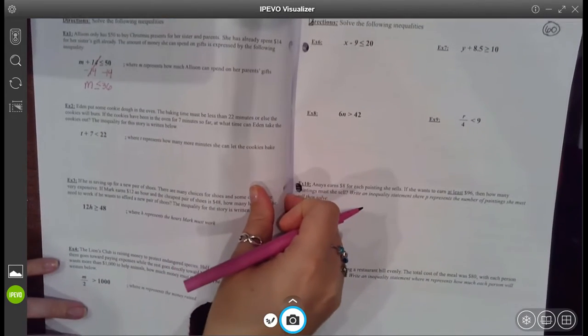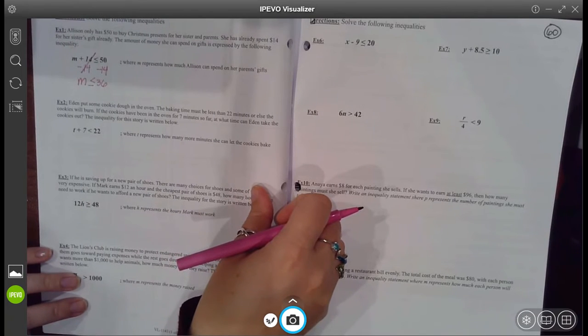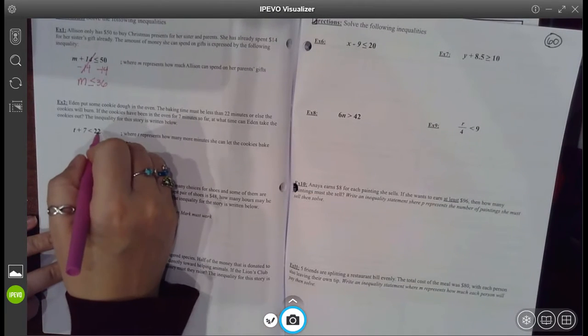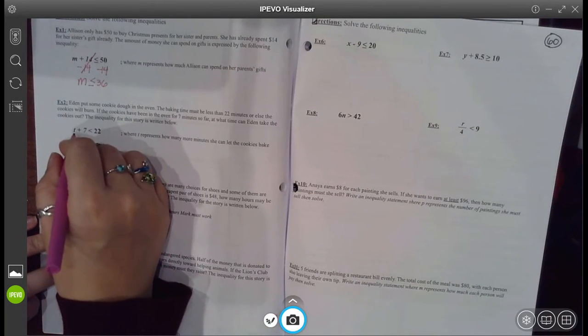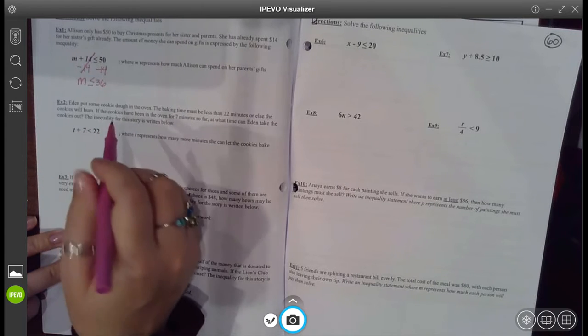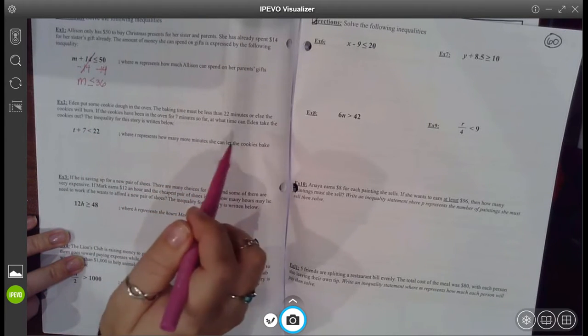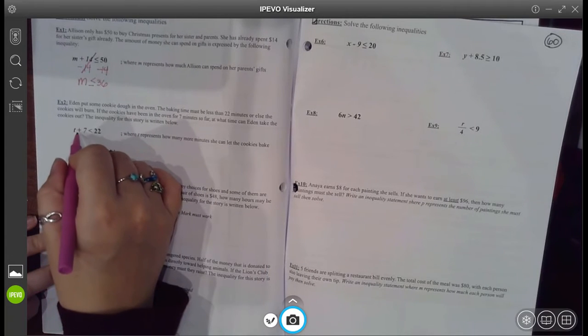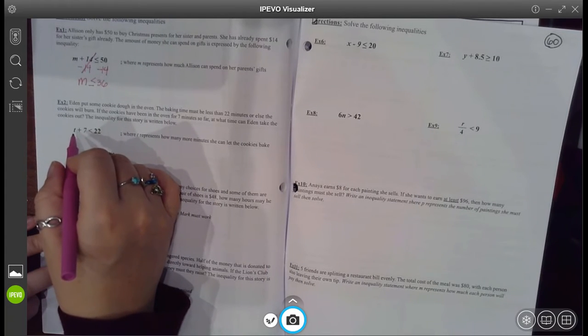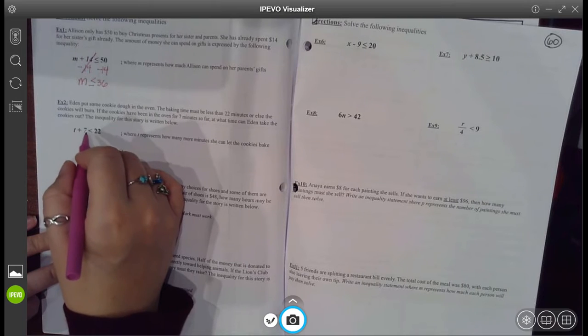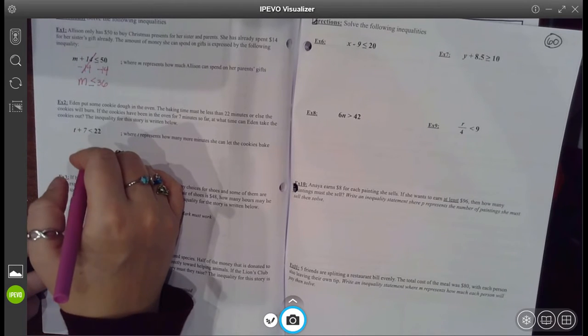Okay. The next one says, Eat and put some cookie dough in the oven. The baking time must be less than 22 minutes or else the cookies will burn. Okay, so the total is 22 or it can be less than that. Remember, it's always in reference to your variable. The cookies have been in the oven for 7 minutes so far. At what time can she take it out? So it's 7 plus however many minutes left we're going to figure out. Okay, and we want this time to be less than 22.